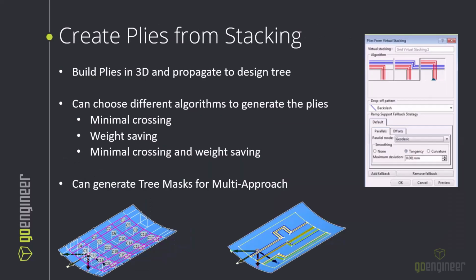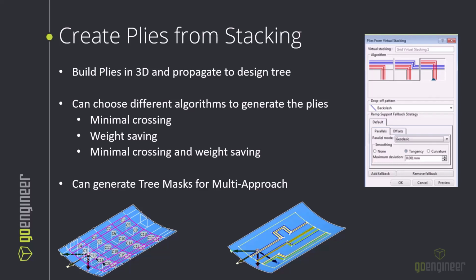So once we've developed our ply contour, our sequences, and our virtual stacking, then we're ready to move to the step where we generate our plies in 3D using plies from virtual stacking. In this tool, we have three different algorithms that we can use to generate our plies. The first being minimal crossing, which will reduce the overlap of our plies, but may result in more material overall and result also in a higher weight.